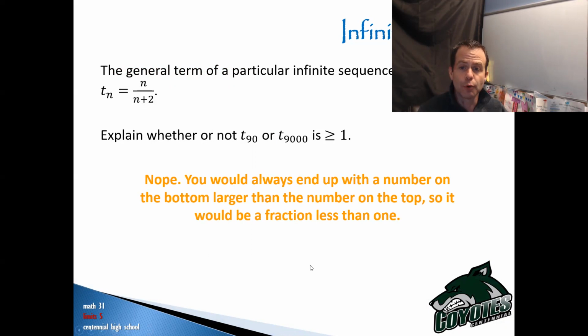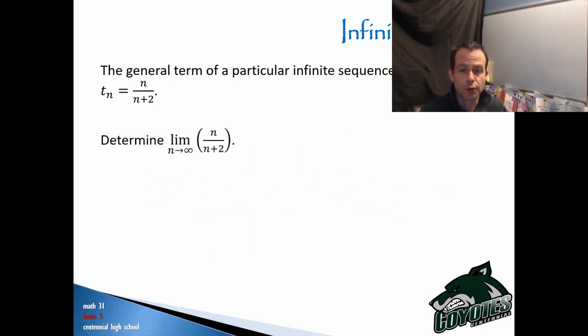But we'll dive into that more in just one sec. Okay? Okay, so here is just one sec. Determine the limit as n approaches infinity.